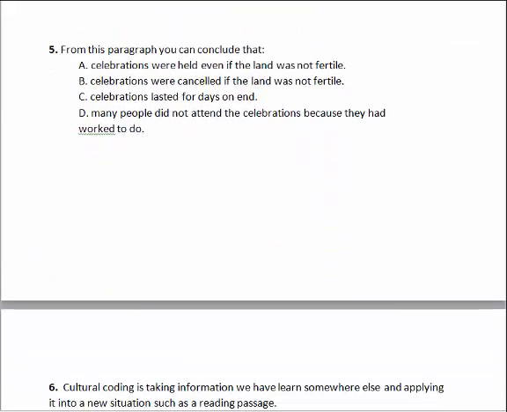Let's go ahead and use process of elimination, start crossing answer choices out as we look at problem 5A. Celebrations were held even if the land was not fertile. Put a dot by that. B says celebrations were canceled if the land was not fertile. Canceled is negative, and not fertile is negative as well. And therefore, we can cross that out using the good stinky rule. Remember, the passage is positive. C, celebrations lasted for days on end. Never said that. It just said that they had celebrations and festivals. Cross that one out. That is an assumption that is not founded.